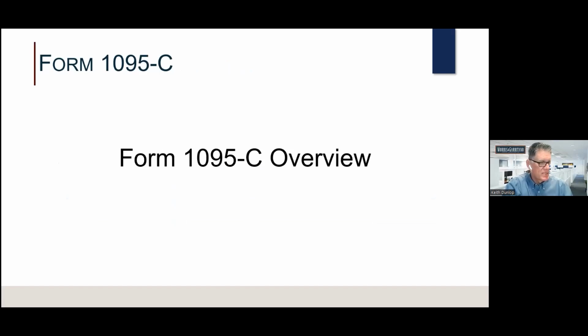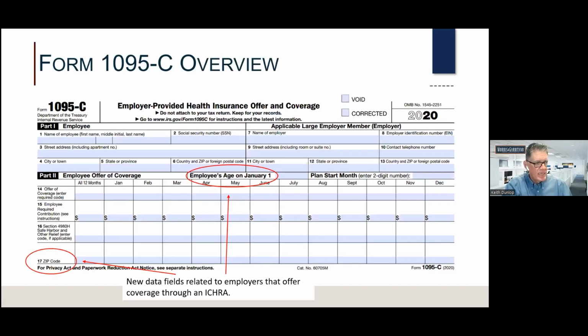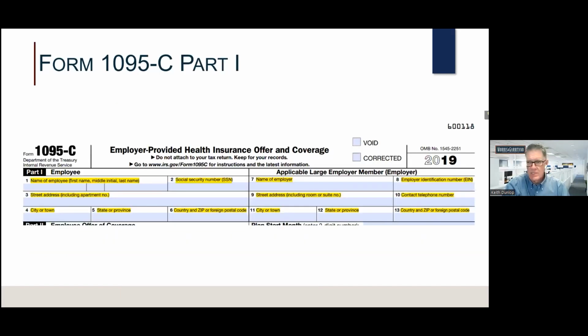Now we're going to take a look at the 1095-C. Again, this form has not changed much over the last several years. They did add a couple of new fields in 2020. We're not going to really talk about them: the employee's age on January 1st and a zip code. This has to do with employees that are receiving certain kinds of HRAs, individual coverage HRAs, which does not apply to anybody on this particular call.